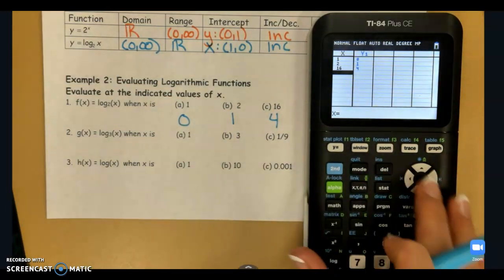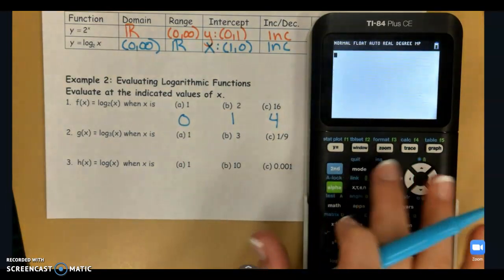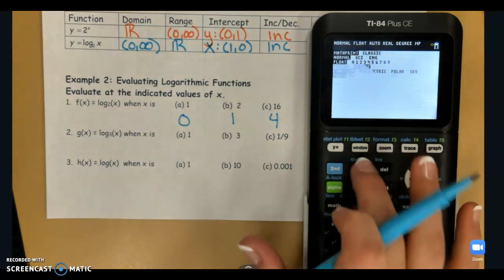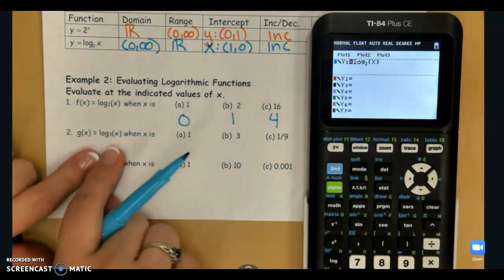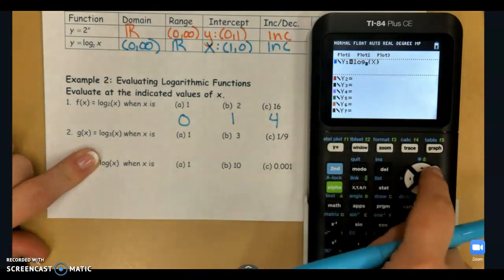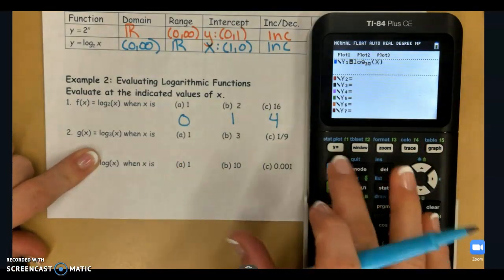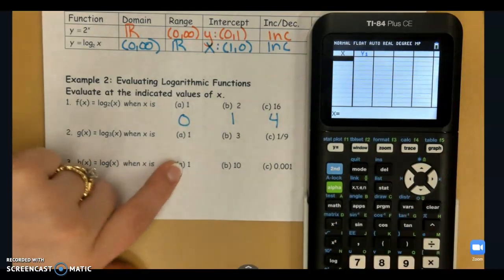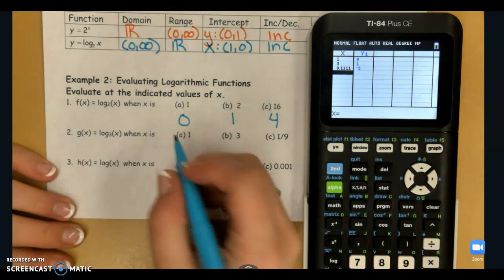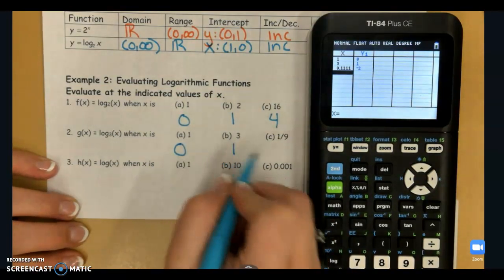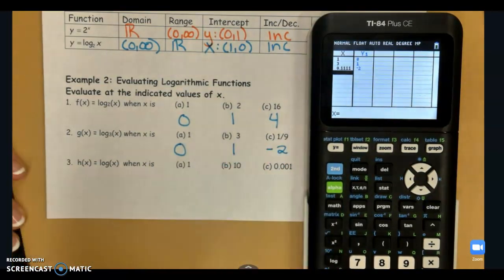Let's see how that changes with... I cannot get my buttons today. Okay, let's go to number 2. I'm now doing log base 3, so I'm going to switch that 2 to a 3. And I'm going to go back to my table, and I'm going to enter 1, 3, and 1/9. And now I have 0 again, 1, and -2.